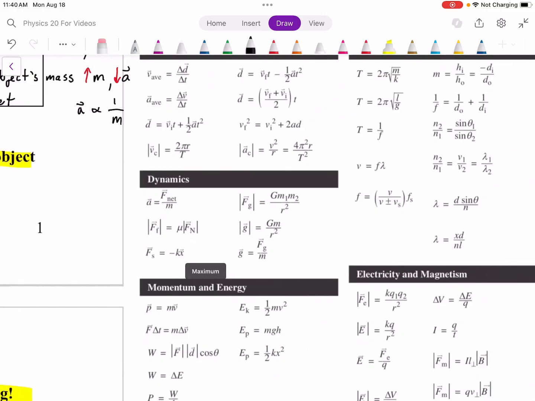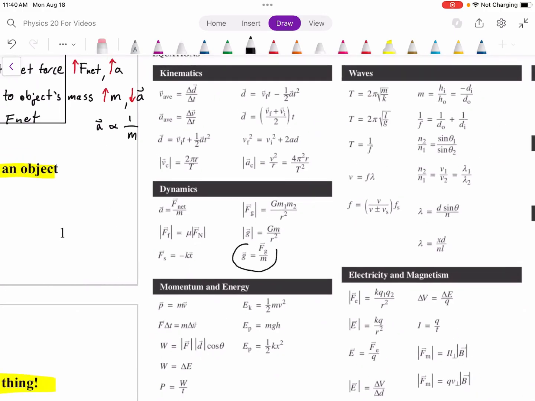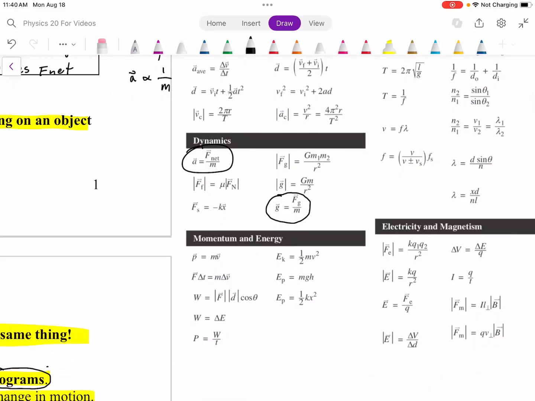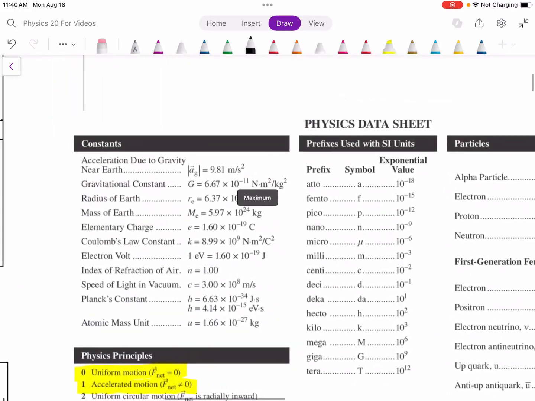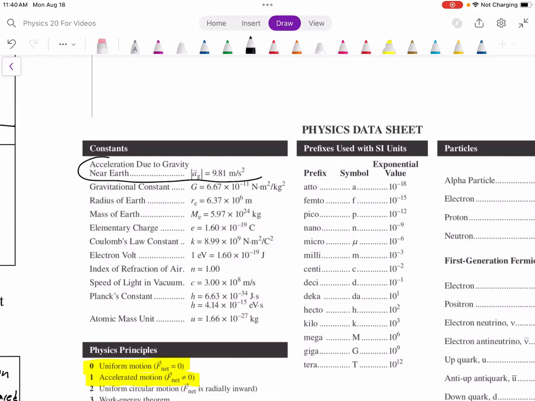So you see that equation here on your formula sheet, but it's really just this equation when the net force is the force of gravity. The force of gravity will be mass times 9.81 on Earth. Again, reminder, if you've forgotten that number, it is here on your formula sheet. Acceleration due to gravity is 9.81.